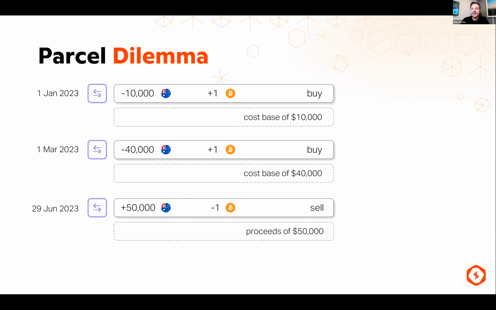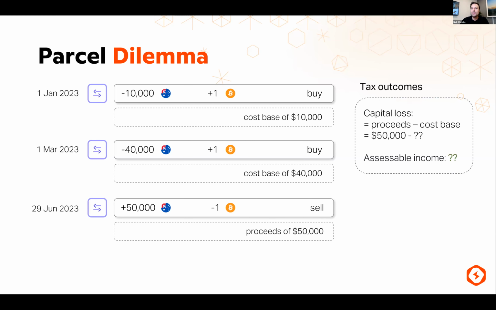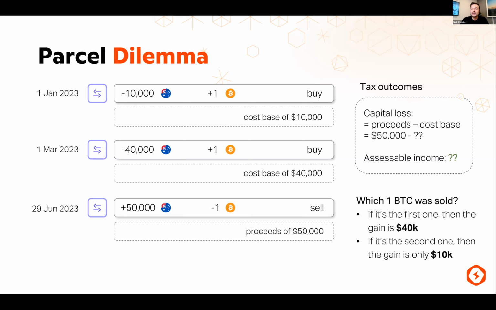And then you get to the end of financial year and you need to work out what the actual capital gains calculation from this is. So you take the proceeds of 50,000, that's really obvious. But then the question is, which cost base do you use? Which Bitcoin did you sell? Did you sell the one that you purchased for 10,000? Or did you sell the one that you purchased for 40,000? Because it's actually going to make a huge difference to the tax outcomes. If you take the first one and you say that that's the one you sold, then the capital gain is going to be $40,000. And this is what you'll have to declare on your tax return.